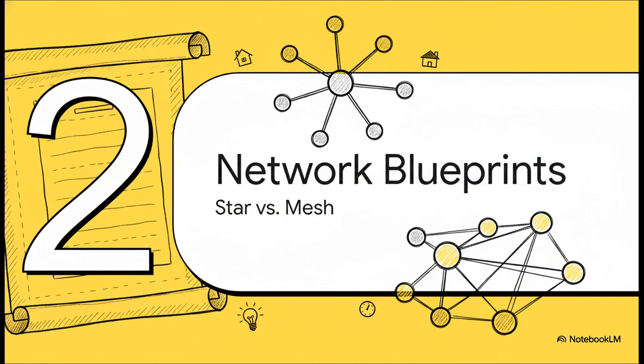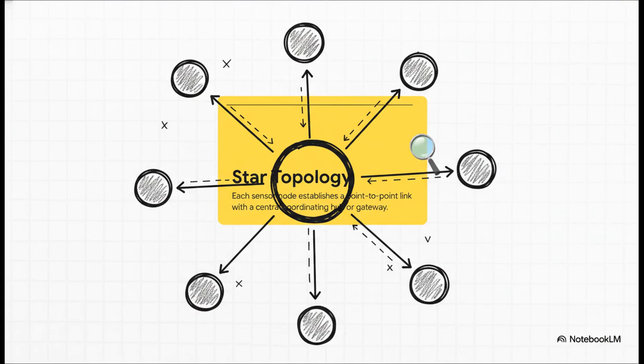Well, they start with the most basic thing, the layout. It's what we call the network topology. You can think of it like the architectural blueprint for the whole system. And in the world of IoT, two designs are everywhere: star and mesh. First up is the star topology.